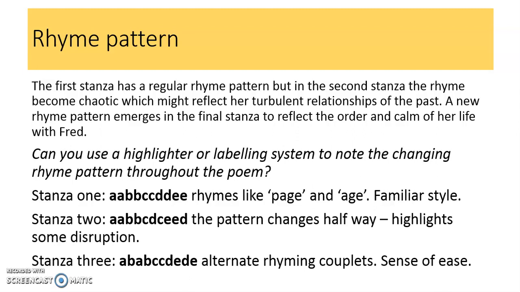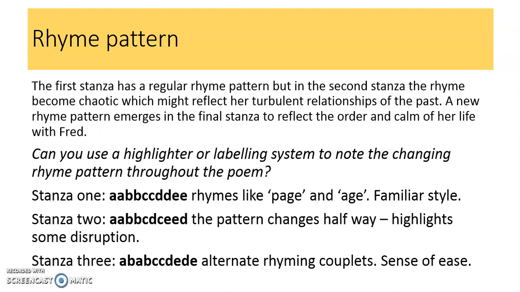In stanza 3, we go to a different rhyming pattern, A, B, C, C, D, E, D, E. So we've got alternate rhyming couplets. This again is more of a familiar sounding style to a poem, creates more of a sense of ease for the reader.